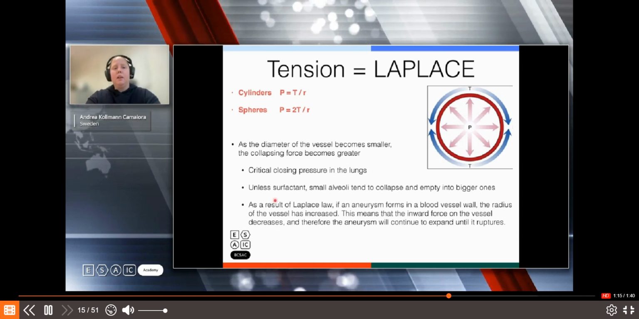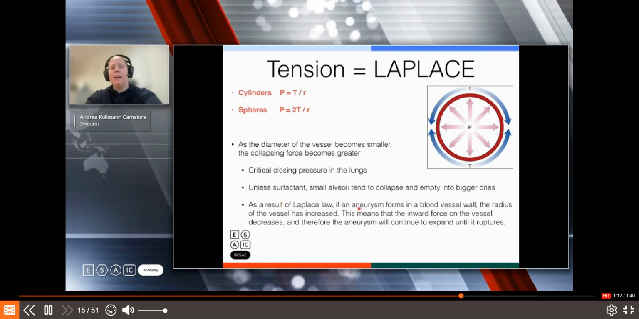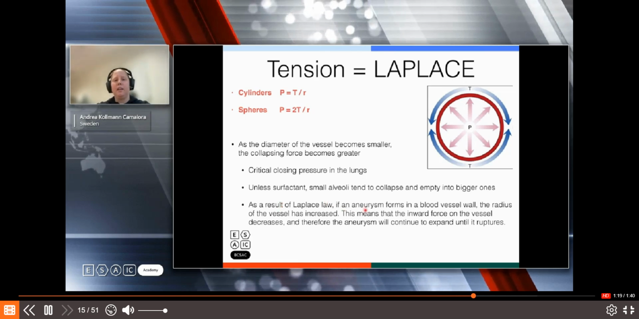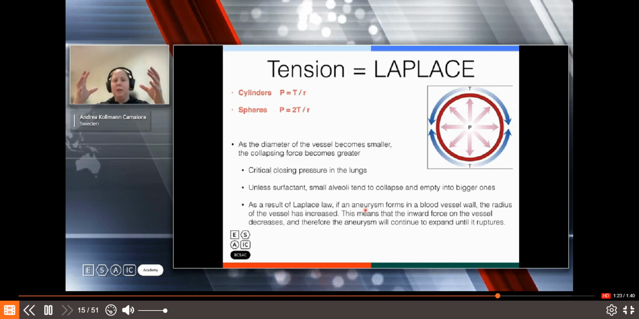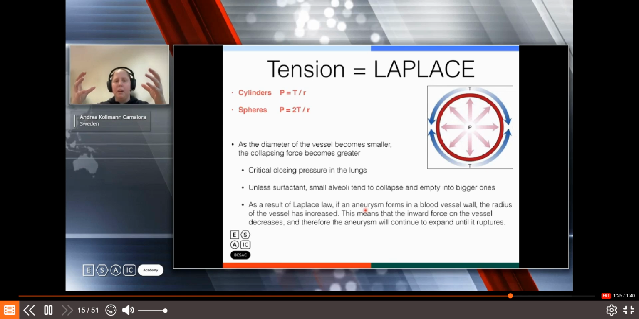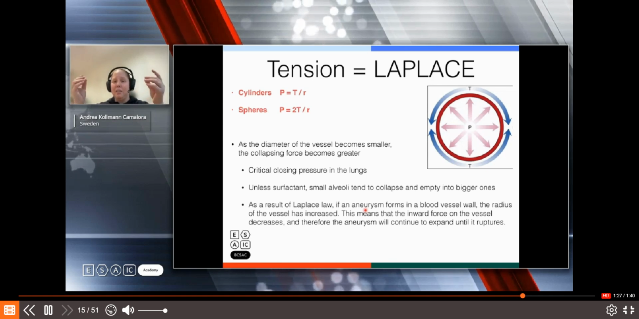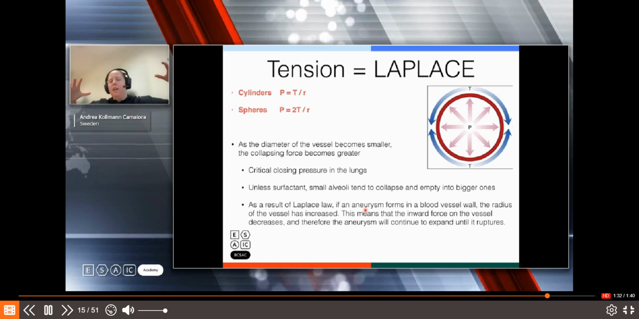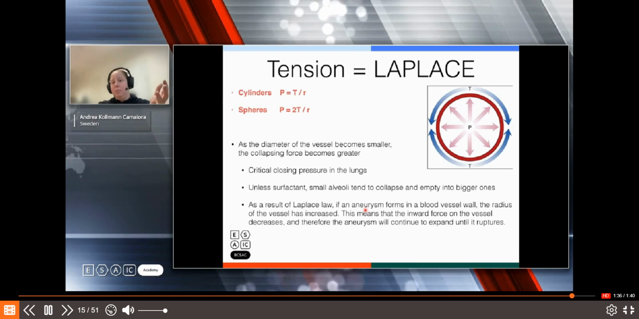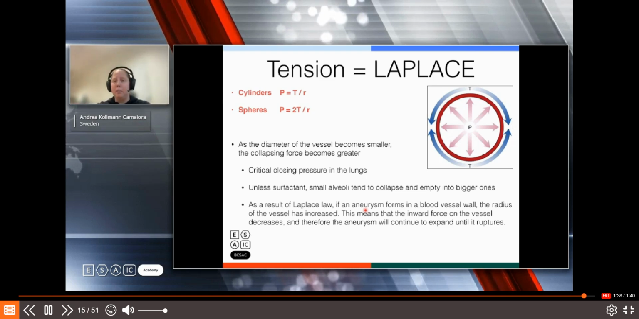And another application is if you have an aneurysm, and the radius of the vessel is increased, then it means that the inward force of the vessel is decreased, because the walls become thinner and thinner, and then it cannot keep the amount of pressure, and then it just explodes, giving a ruptured aneurysm in the brain.